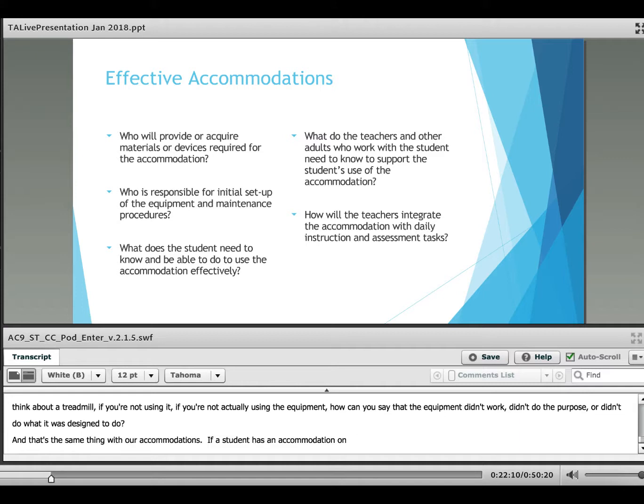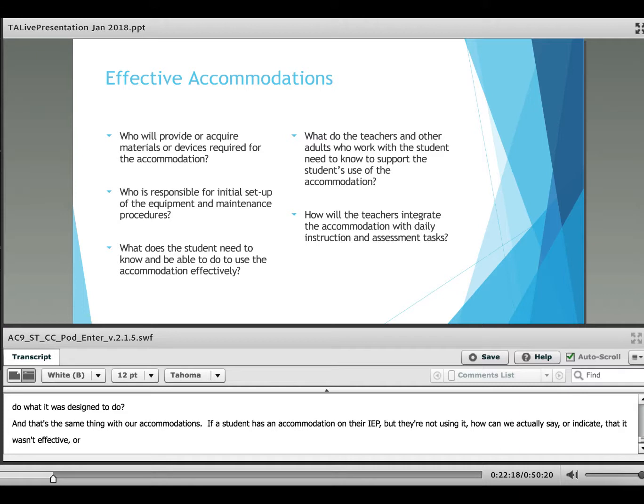If a student has an accommodation on their IEP, but they're not using it, how can we actually say that it was an effective or ineffective accommodation? So a couple of the areas to look at here is, is there any material or device that the student is going to need?